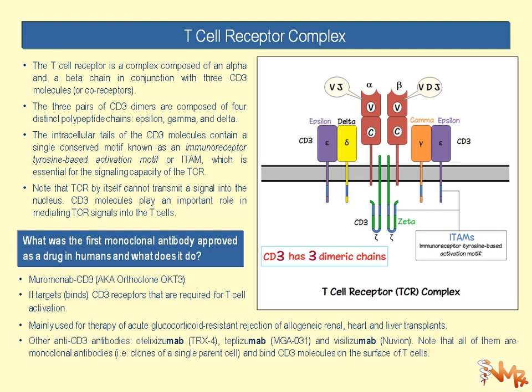Other anti-CD3 antibodies that are developed are otelixizumab, which is also known as TRX4, teplizumab, MGA031, visilizumab, which is also known as Nuvion. Note that all of these are monoclonal antibodies, that is, they are clones of a single parent cell. And what they all do is bind CD3 molecules on the surface of T cells. These monoclonal antibodies have shown promise for treatment of Crohn's disease, ulcerative colitis, and type 1 diabetes.